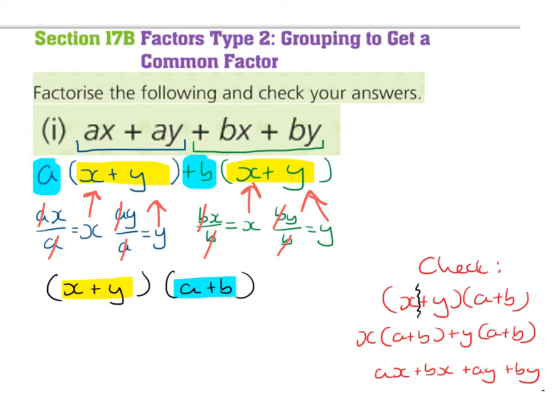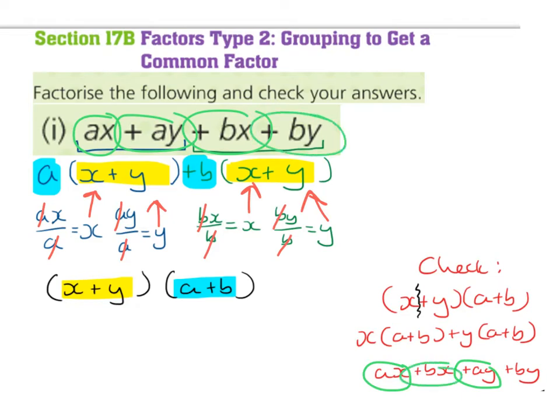So let's go back and have a look at our question, because they might be in a different order, but they should still match up. So ax was our first term, and we have ax down here. Then plus ay was our second term, and we have plus ay down here. Then plus bx is our third term, and we have plus bx down here. And then plus by was our fourth term, and we have plus by down here. So we know we're right. It doesn't matter that these are in a slightly different order to what we started with.